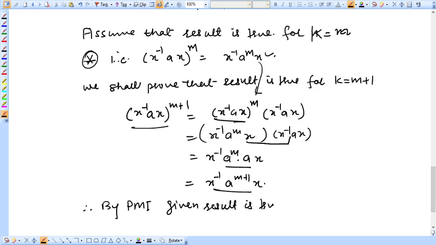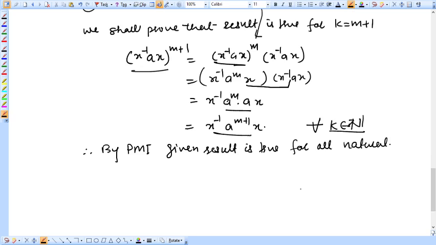is true for all natural numbers, that is, for all k belonging to natural numbers, right? But we have to prove this result for integers, right? So what numbers have been left? 0 and negative integers. Now we are also going to prove this result for 0 and negative integers.